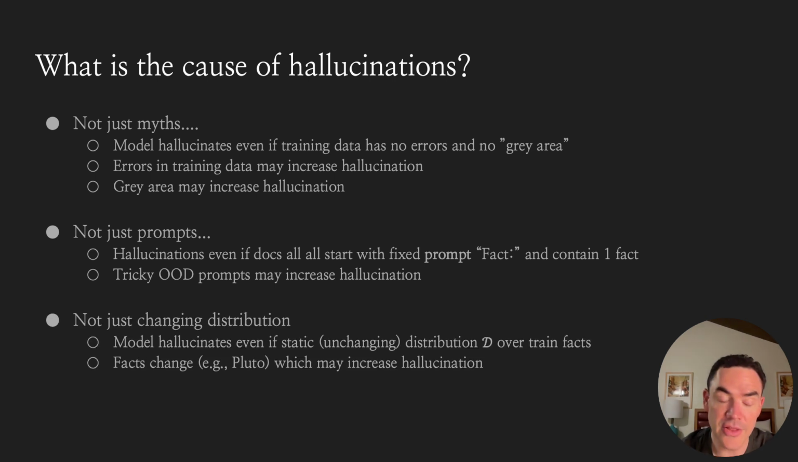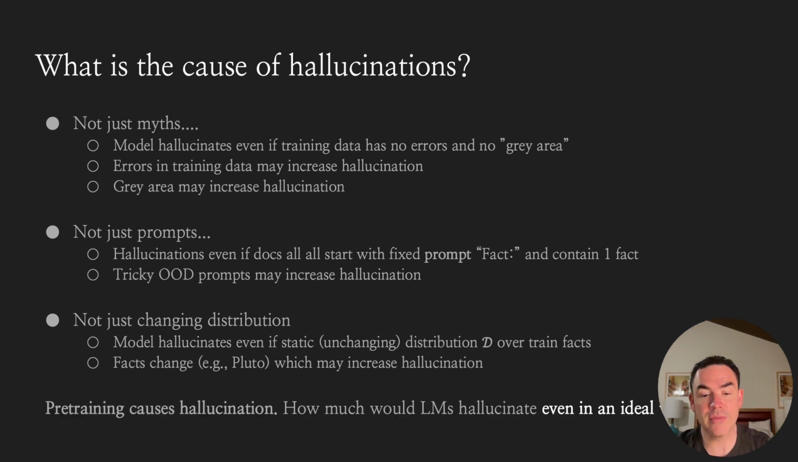Finally, another problem is that the distributions are changing. You might think language models hallucinate because facts change over time. I may die someday, and so that may make things harder. But we're actually going to show that language models would hallucinate even if the facts didn't change. So we're going to consider kind of a crazy ideal model where facts don't change, where we have a single prompt and there are no errors in our training data, and we're going to give lower bounds on how much models would need to hallucinate even in such an ideal setting.